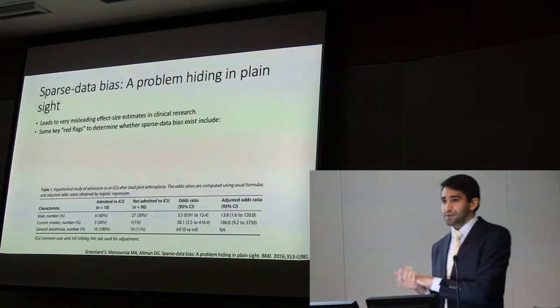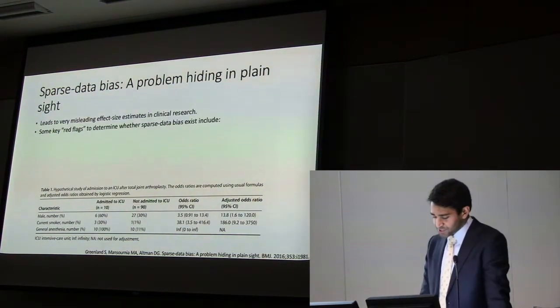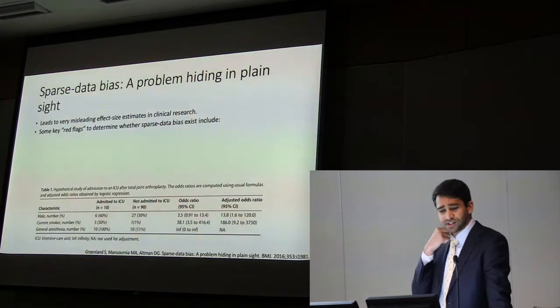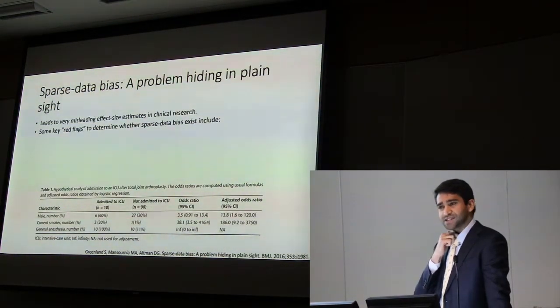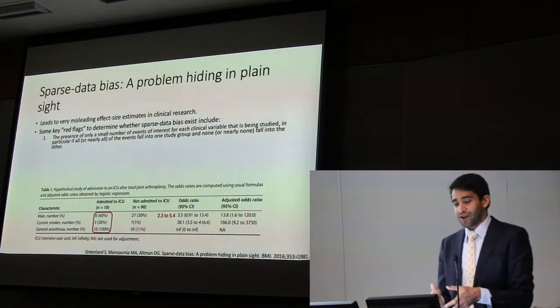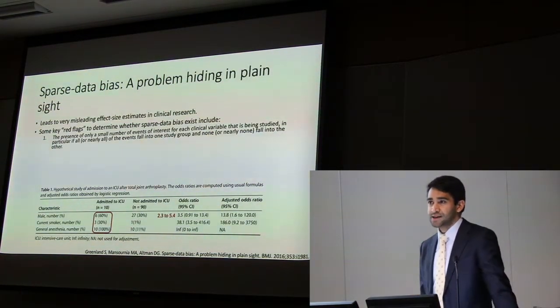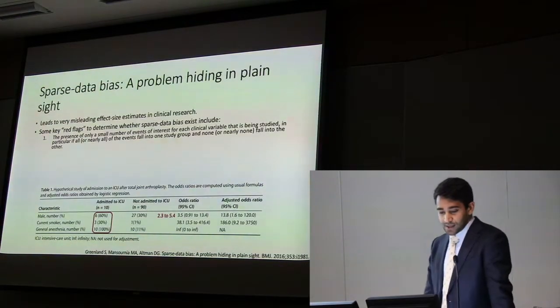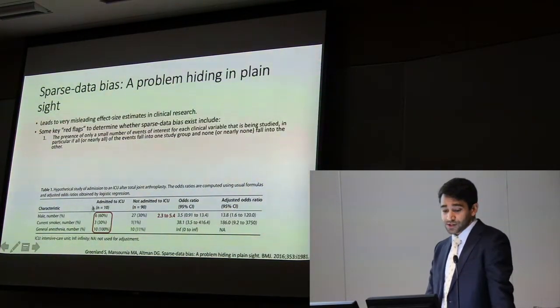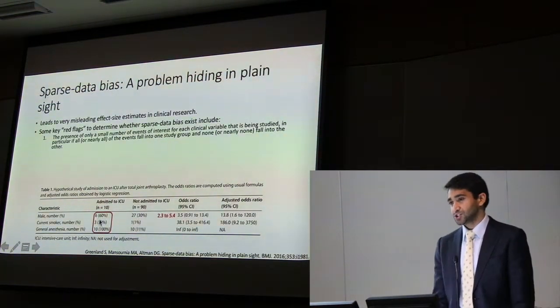Last thing, sparse data bias. This is something that's hiding in plain daylight. It was recently brought to our attention in CORR in 2017, and it leads to very misleading effect size estimates. Some key red flags are that you have a small number of events in the groups of interest. This is a hypothetical scenario where we're looking at joint arthroplasty and ICU admissions. They're saying there are only 10 events total, 6 in the male cohort and 3 in the smoking cohort. And it's a fragile result. The fact that there are few patients should lead you to that.